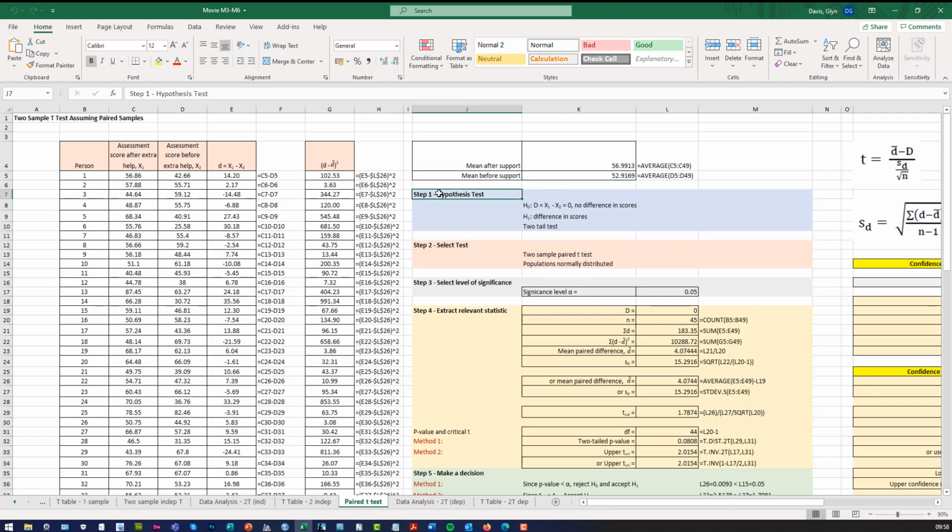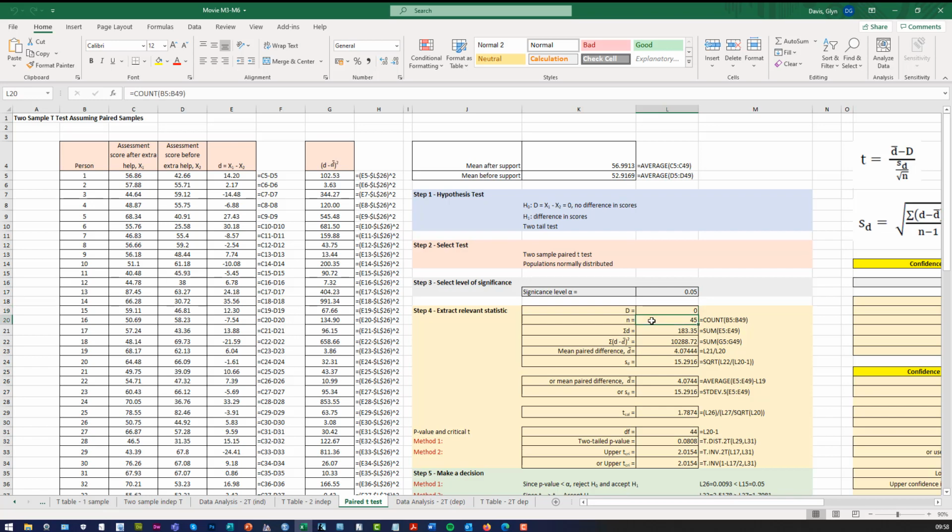So step 1 is to state the hypothesis test. Step 2 is to say what the test is. Step 3 is to decide what your level of significance is, so we're going to take 5% as normal. All we're looking for is that there's a difference between the two scores, so capital D is 0.